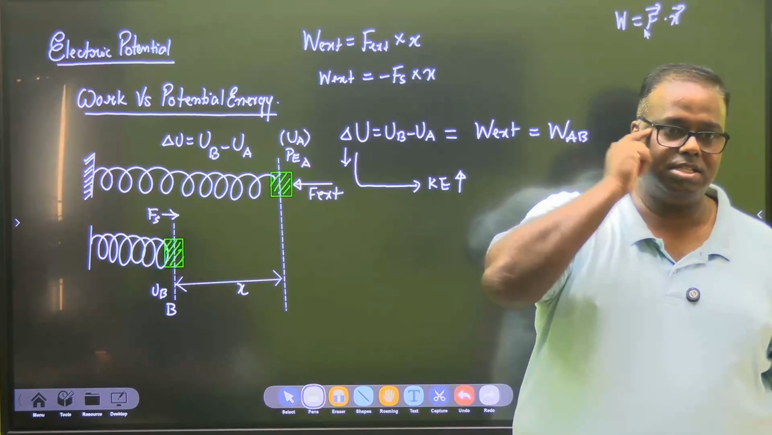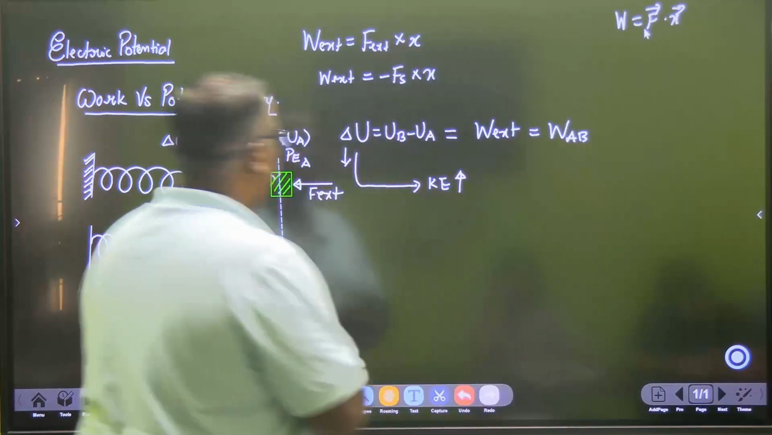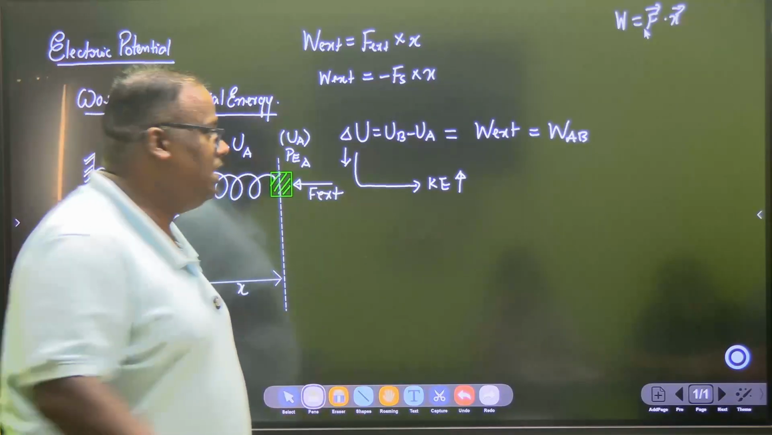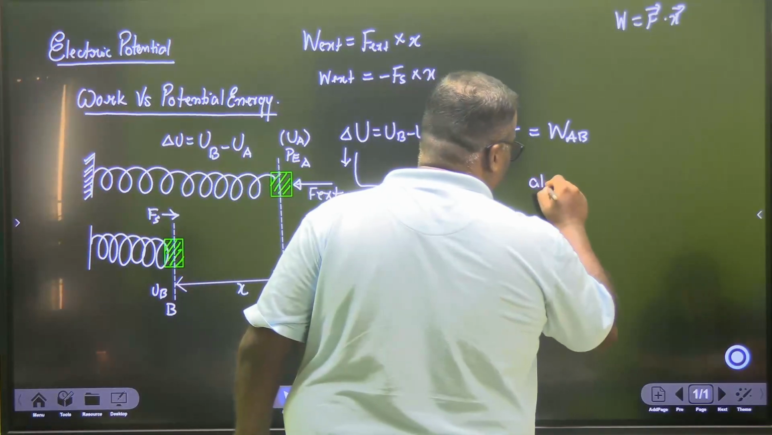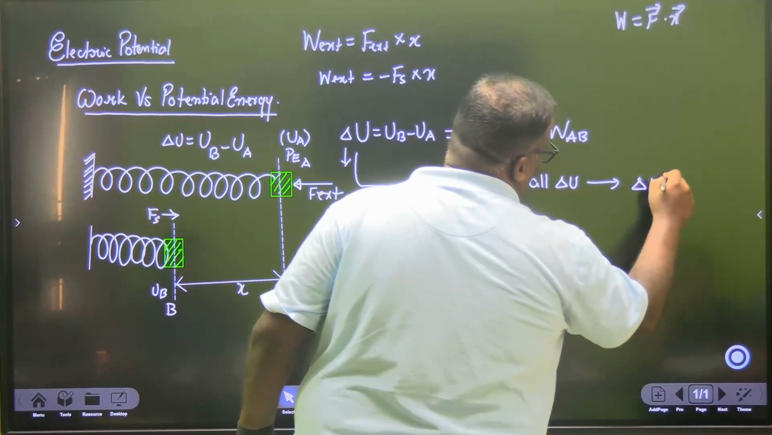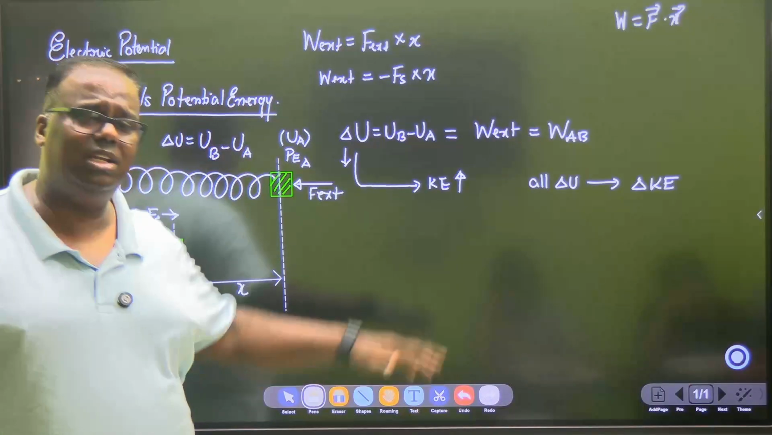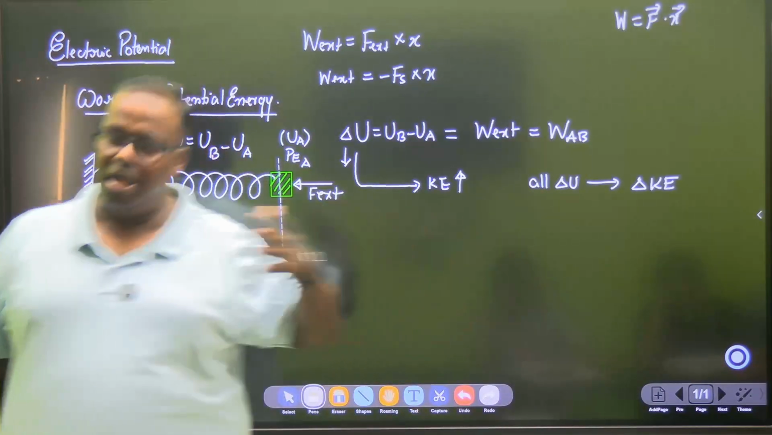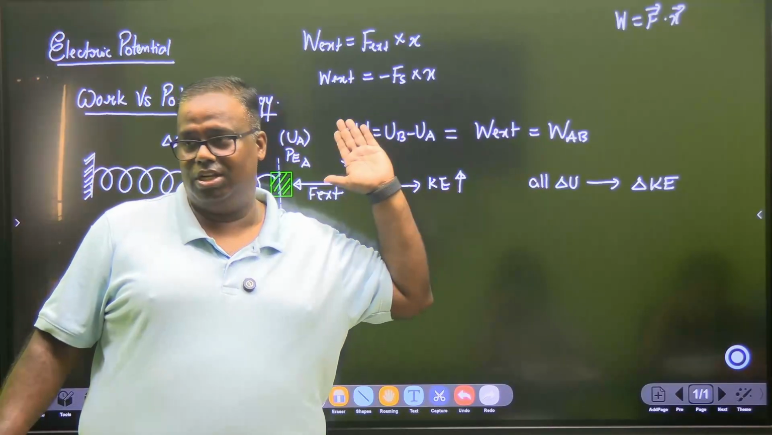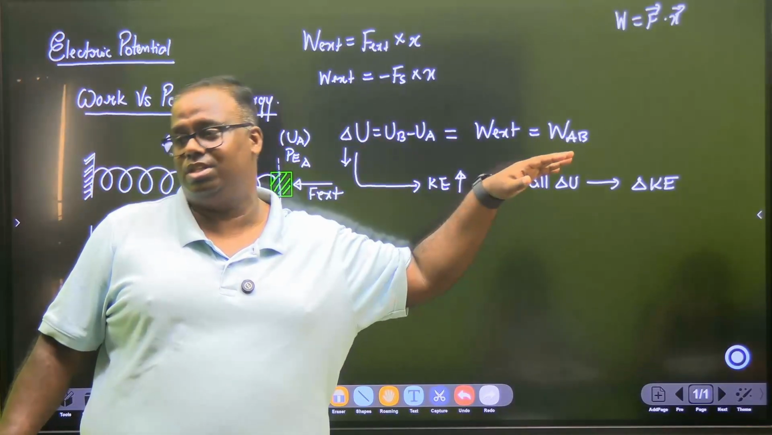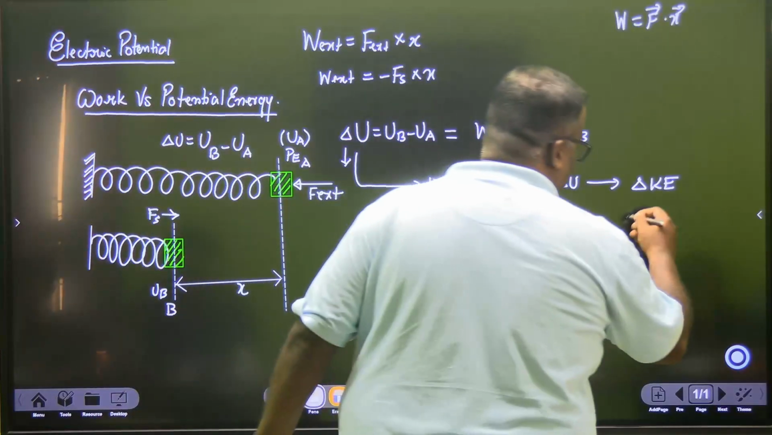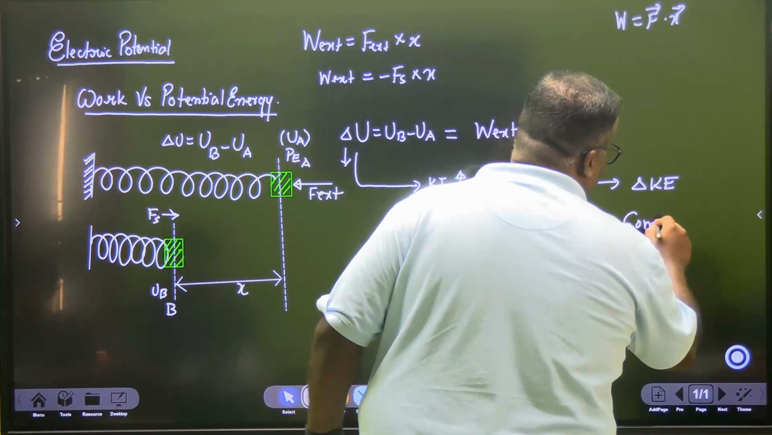Which means it is energized. So we say that the potential energy will come down and the kinetic energy will pick up, in the sense that all delta U will be spent to create another delta KE, which means that the total energy is ultimately conserved. My hard work, muscular work, created potential energy in the spring system. The spring system released it and created kinetic energy. Such a work done is known as a conservative work.